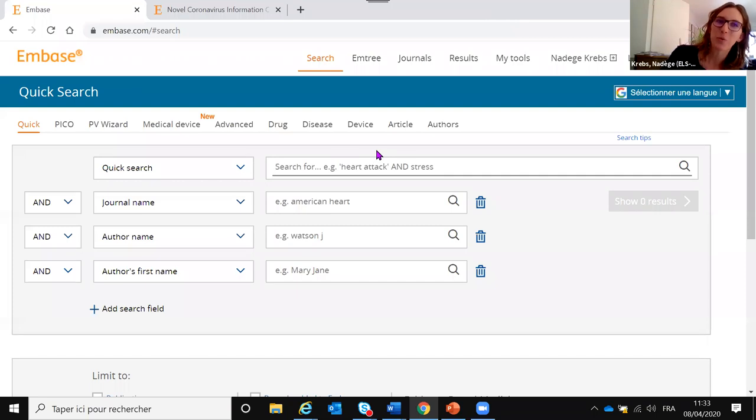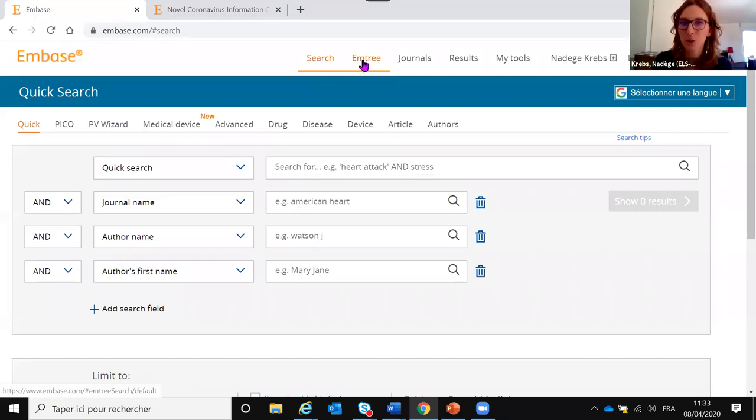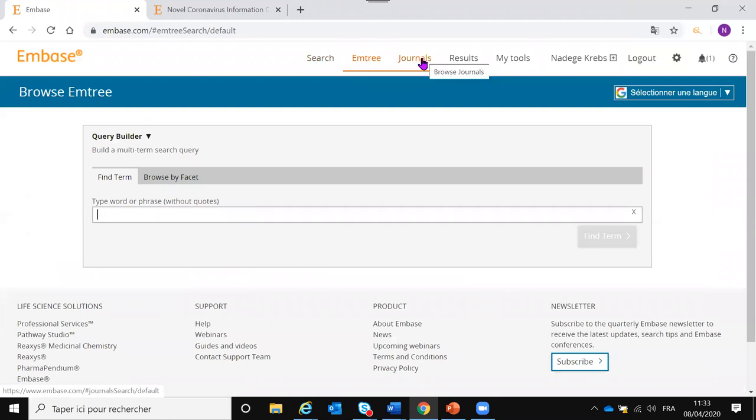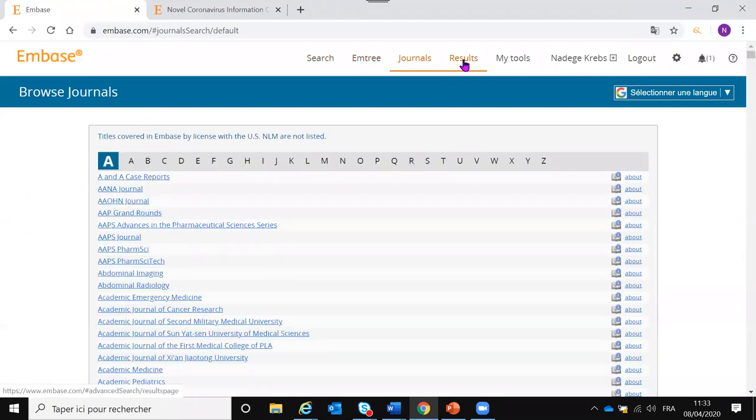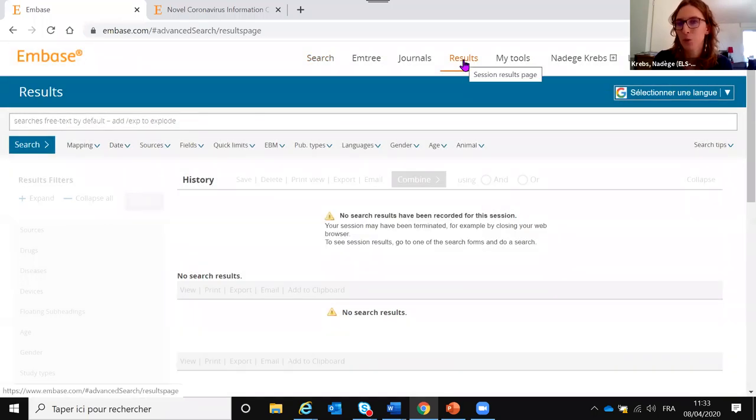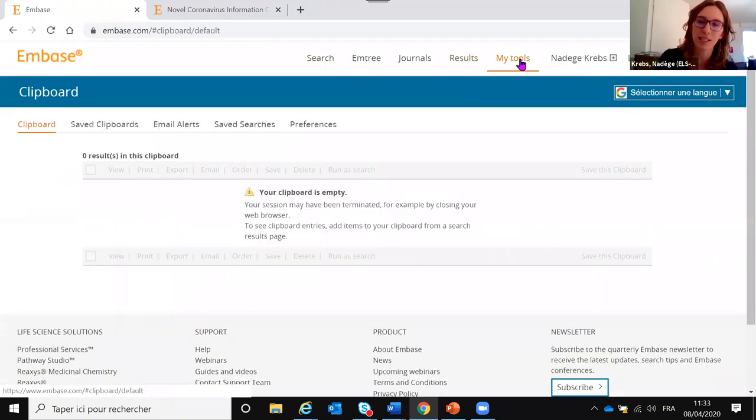So here, when you land in Embase, it looks like this. You have tabs on top, search. Then you have M3, which is the thesaurus or the dictionary, the list of journals that we cover, the results. For now, it's empty because we have not started a search. And then you have my tools, and my tools is where you can save your searches or set up email alerts and find them here. And that depends on whether you have a login. So the first time that you log in to Embase, make sure that you create yourself a login, so then you can save your things.